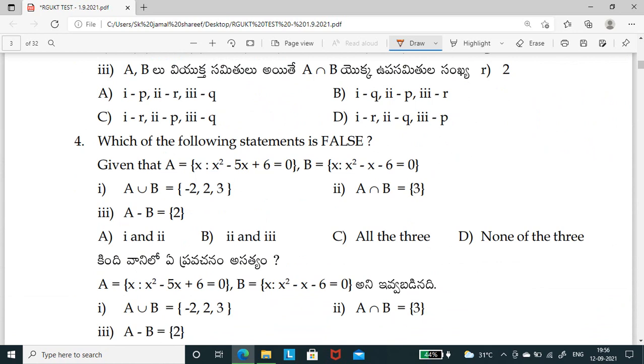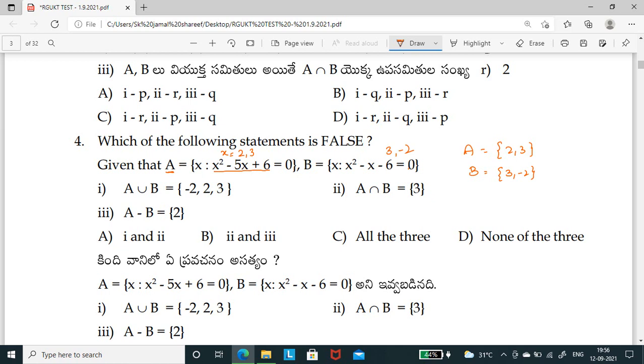So which of the following statements is false. From this, x square minus 5x plus 6 is equal to 0. So this is nothing but set A. Clearly, if you factorize this, I am going to get x is equal to 2, 3. That means set A is equal to {2, 3}. Then coming to set B, x square minus x minus 6 is equal to 0. From this I am going to get 3, minus 2. So these are nothing but the elements of set B.